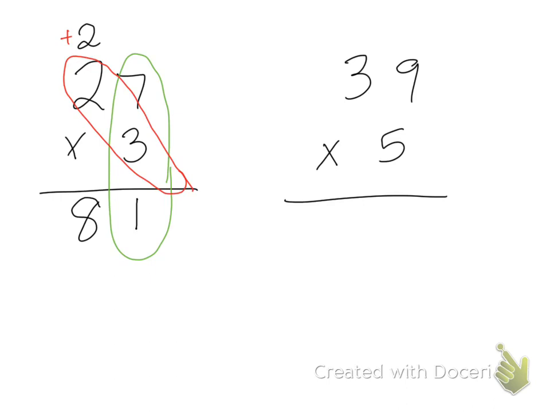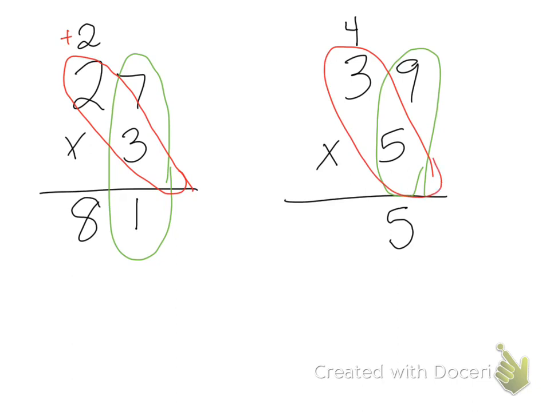Okay. All right, on this next one, we have 39 times 5, or 5 groups of 39. So we start off by multiplying the ones column first. So 5 times 9 is 45. And then we carry the 4 over to the tens place. Then we do 5 times 3. 5 times 3 is 15, plus 4 is 19. So we end up with 195 as our answer.